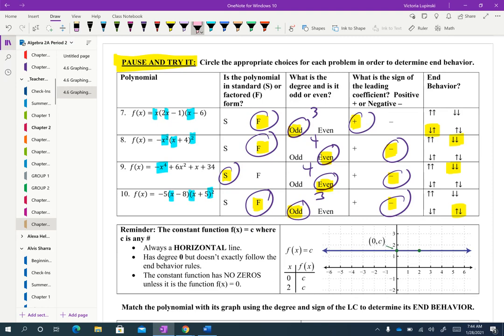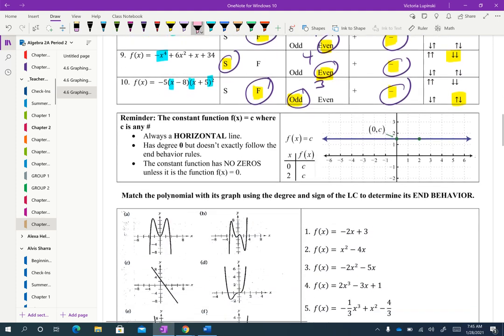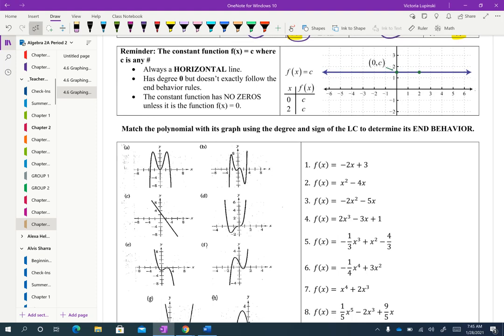So you have 3 of them that are in factored form, and then you have just one, number 9, which is in standard form. Hopefully you were able to correctly identify both the degree and the sign of the leading coefficient, and then correctly identify the end behavior. So if you have questions, you should ask your teacher. And again, even though you technically can use your notes to look up the information about end behavior, the more readily you're able to memorize it, the easier it's going to make your life once you actually start graphing.